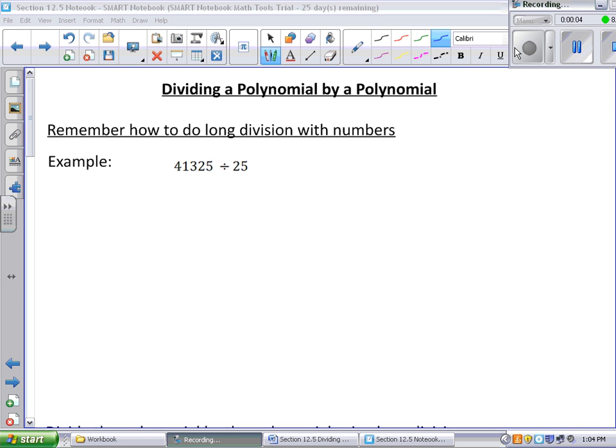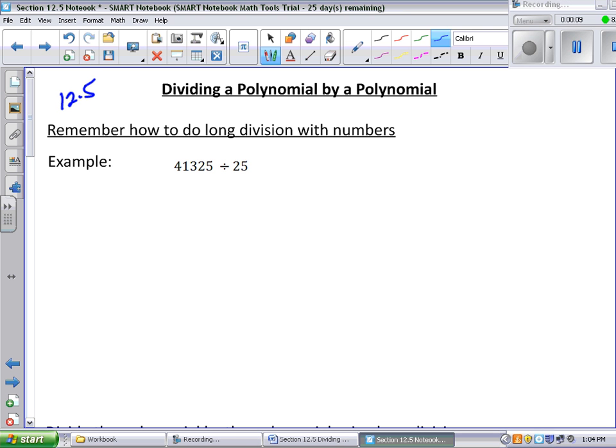We're still working on Module 12, Section 12.5 on dividing a polynomial by a polynomial. So let's first remember how we do long division. I'm going to start off.